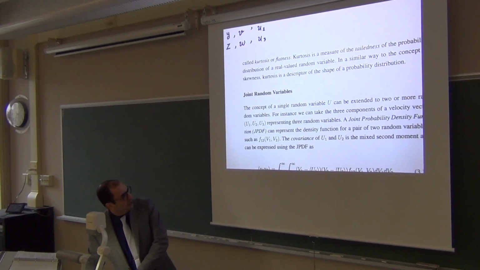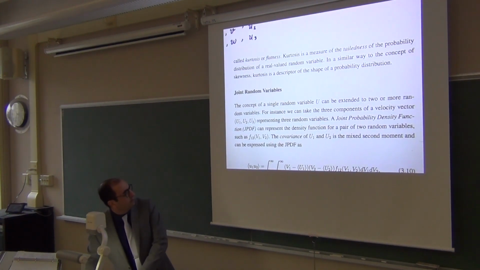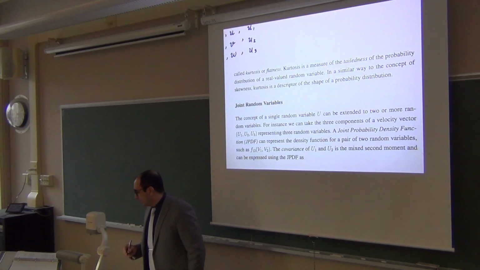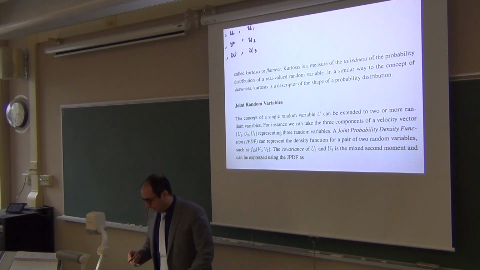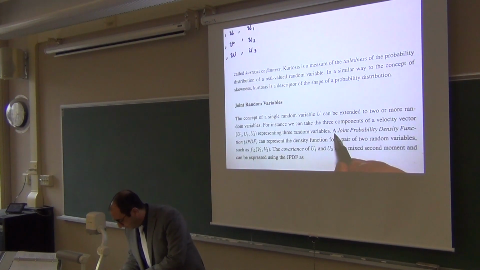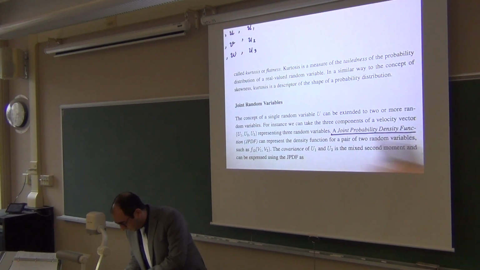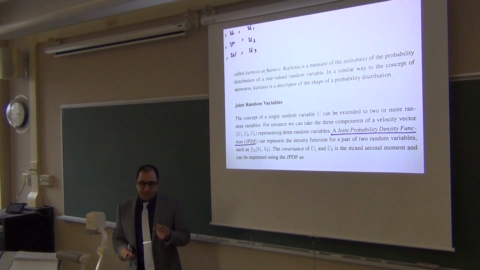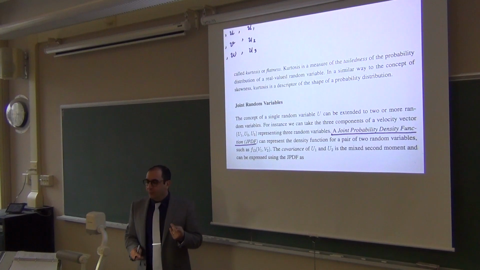Now, it gets very exciting when you get to joint random variables in turbulence. And these are based on joint probability density function. We call them JPDF because these density functions are now two-dimensional.